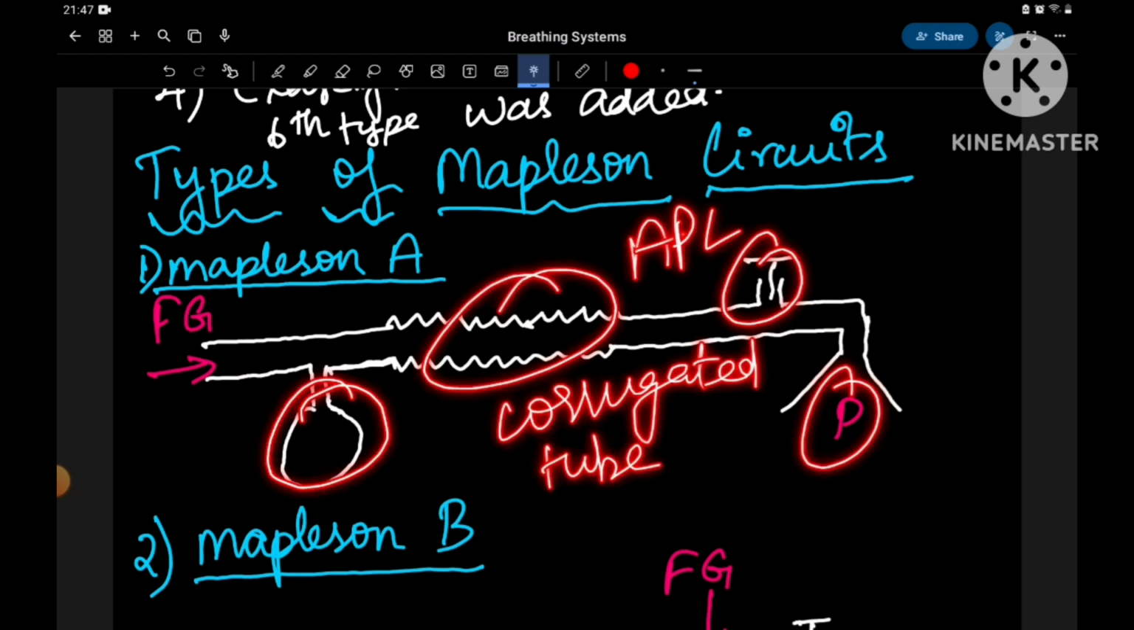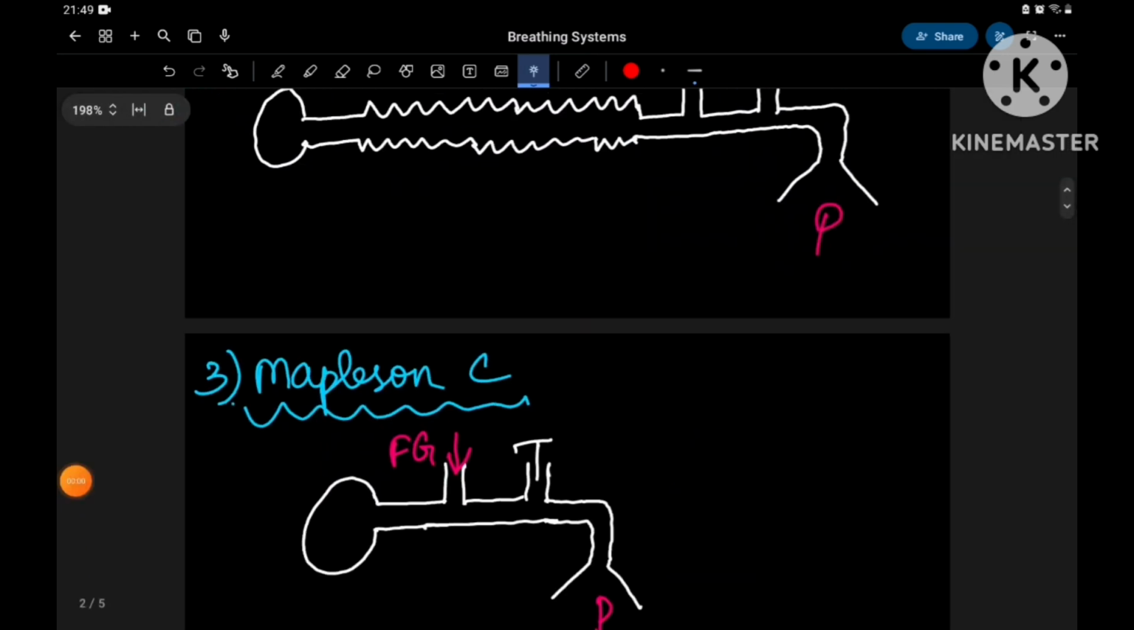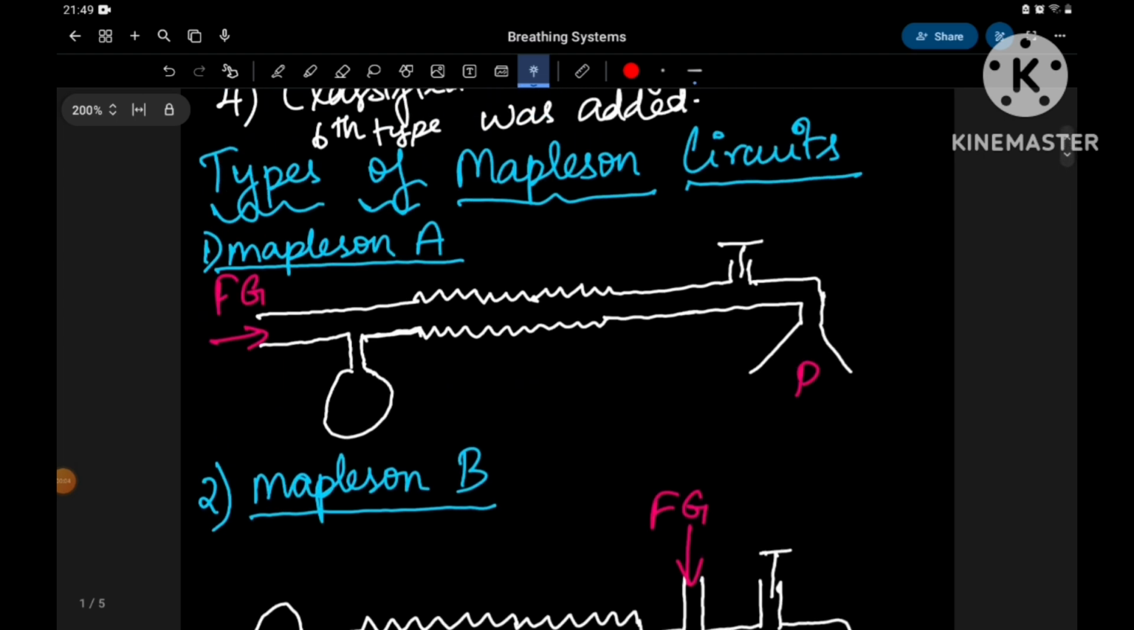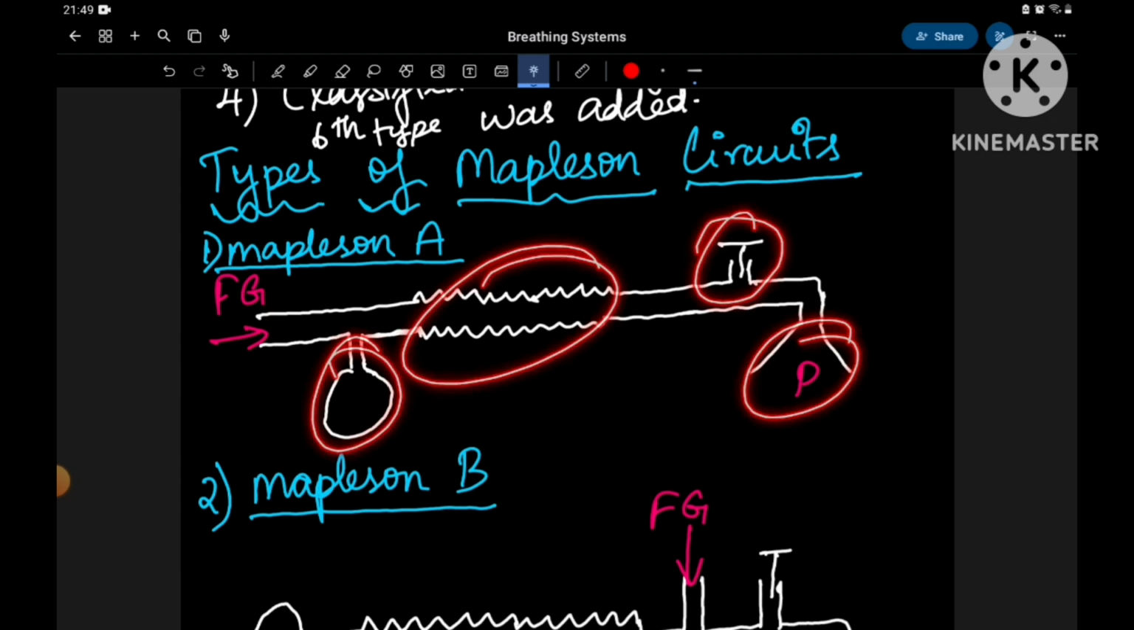And this bag, it is the reservoir bag, right? Break, guys, just a second, just come again. See, Mapleson A has all the 5 parts. There is fresh gas flow, reservoir bag, corrugated tube, APL valve and the patient end.